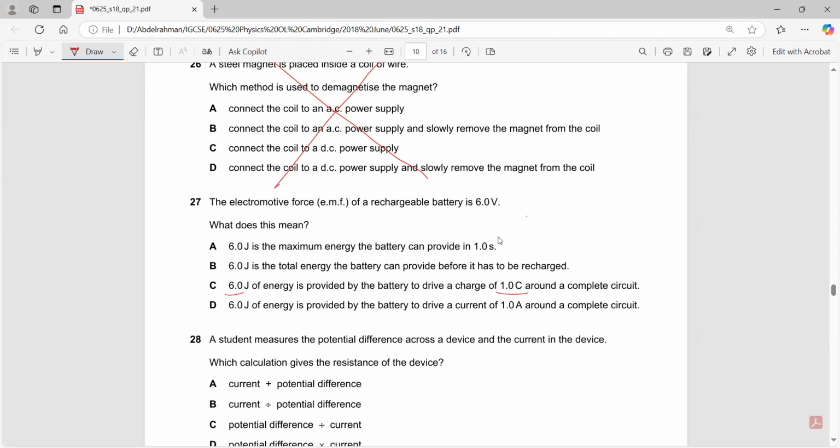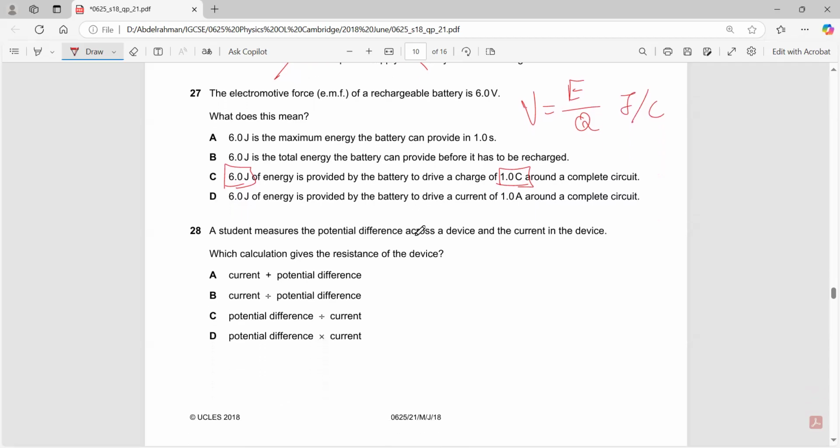This is the EMF, or the voltage. How can I calculate the voltage, or EMF, or potential difference? It is the energy over the charge, E over Q, energy per unit charge. So 6 joules per unit charge. That's what I mean by volts. Volts are joules per coulomb. This one measures the potential difference.